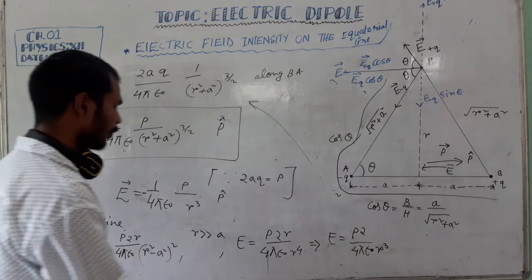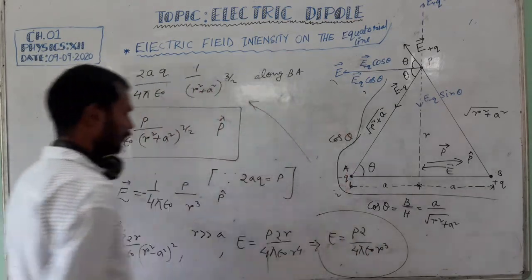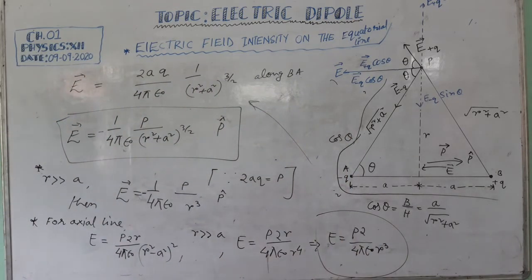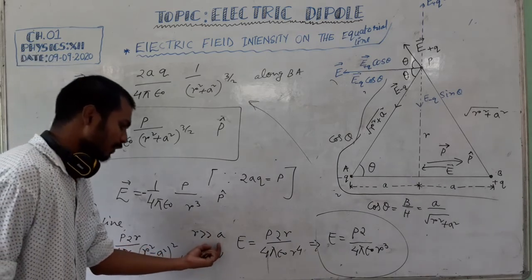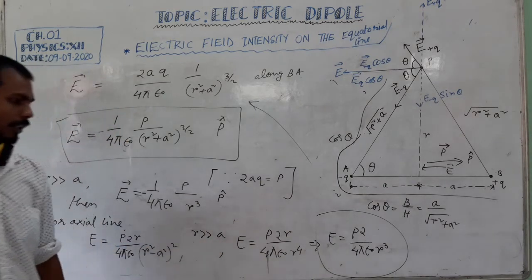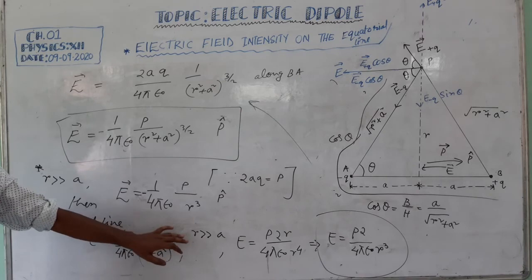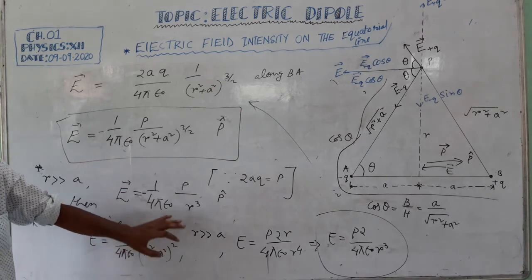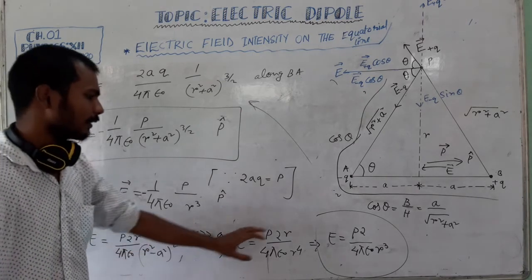This is the formula of electric field due to a dipole where the dipole is very small and r is very large. Or we can say the point is at a large distance from the dipole. We can cancel a, and this is the formula of the electric field.